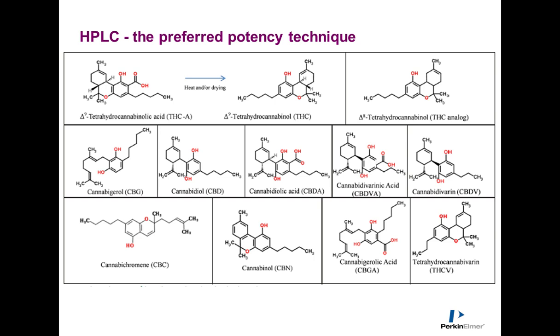Because we want to confirm and quantitate everything in the plant from the start, we use HPLC. Here we're looking at 16 cannabinoids. All of these can be quantitated and analyzed in a sample. There is an opportunity to test for more cannabinoids, but most states regulate 12 to 16.